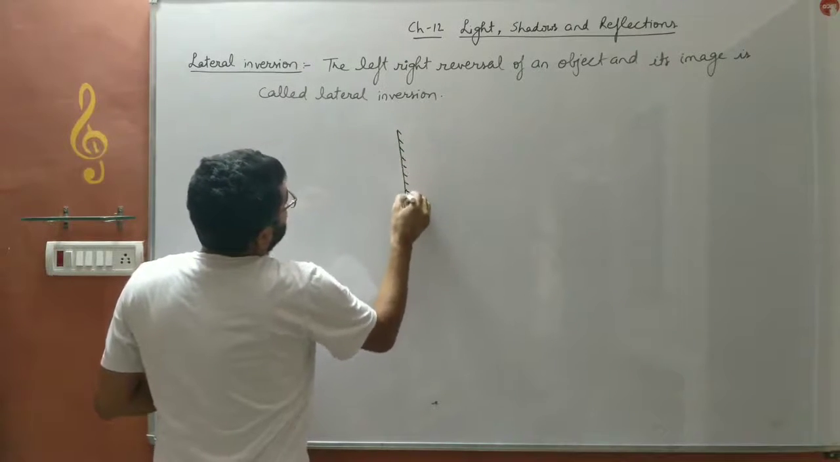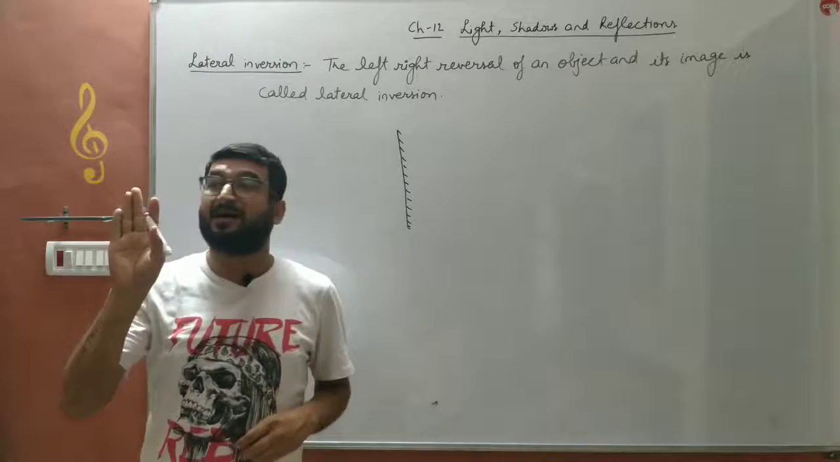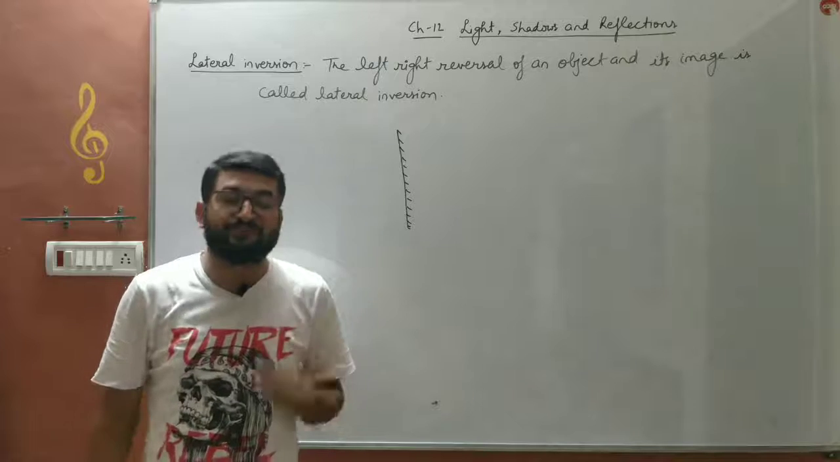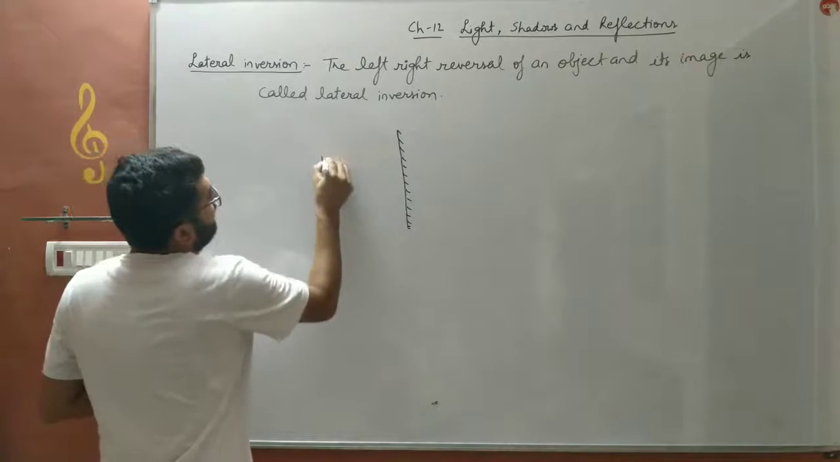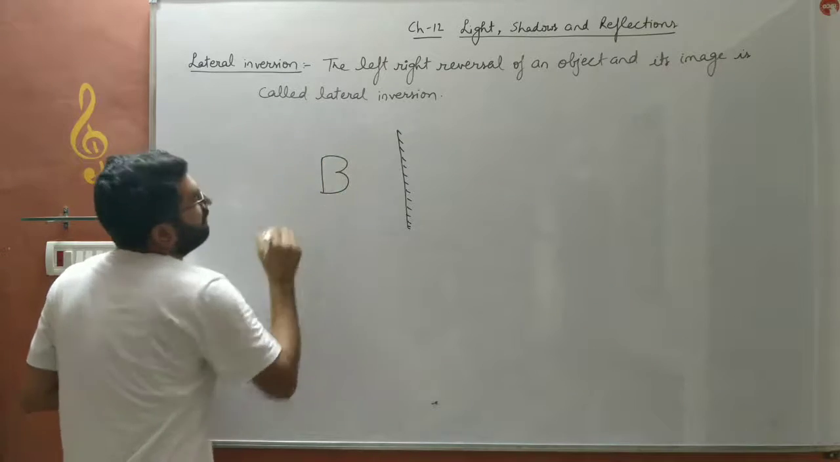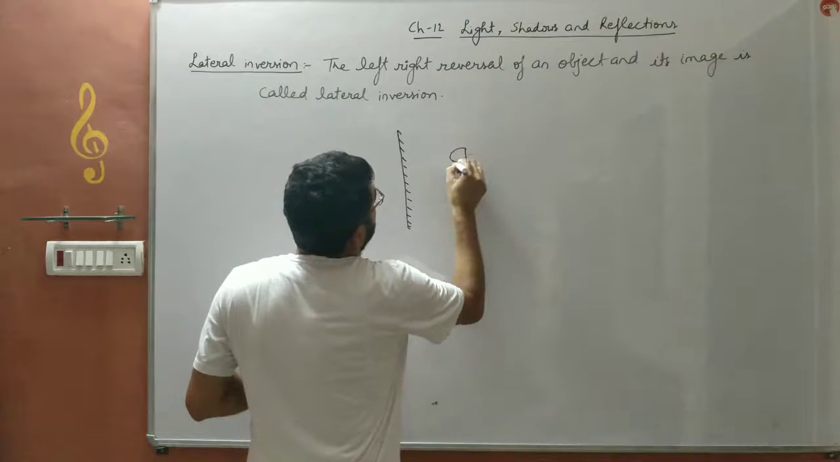If you stand in front of a plane mirror, then you will observe that your right side appears to be left and your left side appears to be right. If you write an alphabet in front of a plane mirror, then in the image it forms inverted.